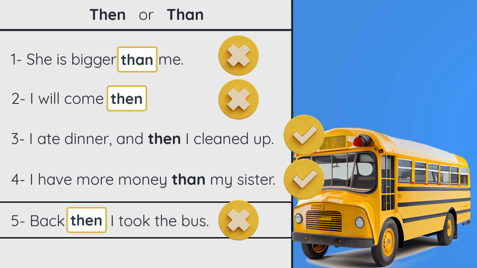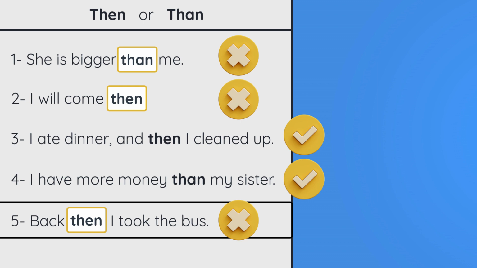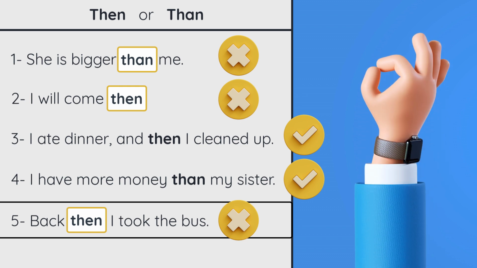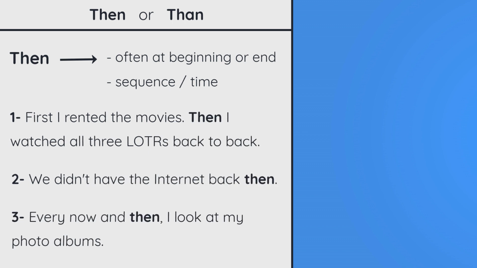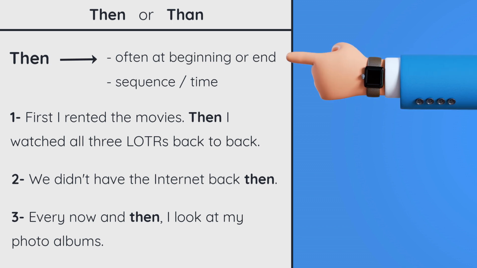So, if you have made many mistakes or there are some of these that have confused you, this video will really help you to learn the difference between then and than. Okay, so we are starting with then, with an E. What can I tell you about then? First of all, then usually comes at the beginning or the end of a sentence. Not always, but often. So that's one hint.